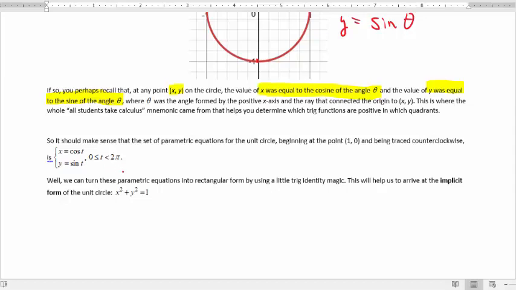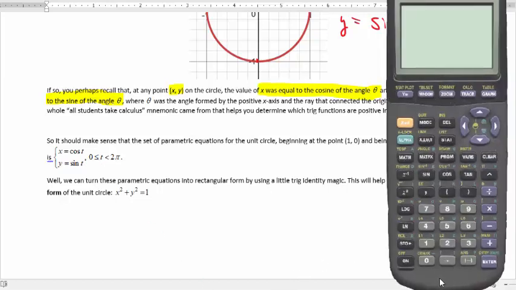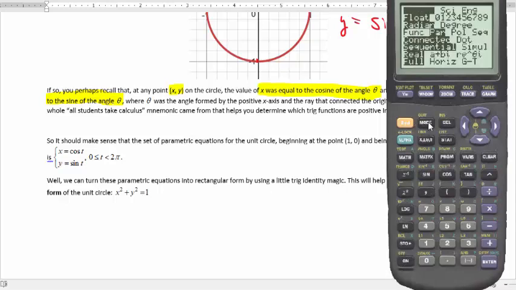Right? Now if you wanted to trace it out more than once, you would make t go to 4 pi if you want to trace it out twice, right? If you want to trace it out 3 times, you would make t go to 6 pi, and so on and so forth. And you can see that on the graphing calculator. We can do that real quick on the graphing calculator here. Like let's say we go to make sure we're in the parametric mode. We are.